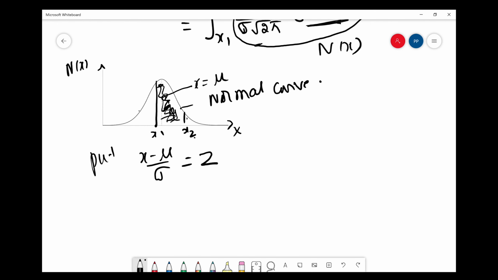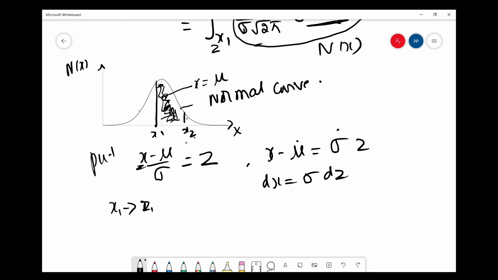If you take this as z, then we are getting x minus mu equals sigma into z, where this mu and sigma are constant. Differentiating, you are getting dx equals sigma into dz. Now let us assume that for x equals x1, the lower limit, we are getting z1 as the lower limit.